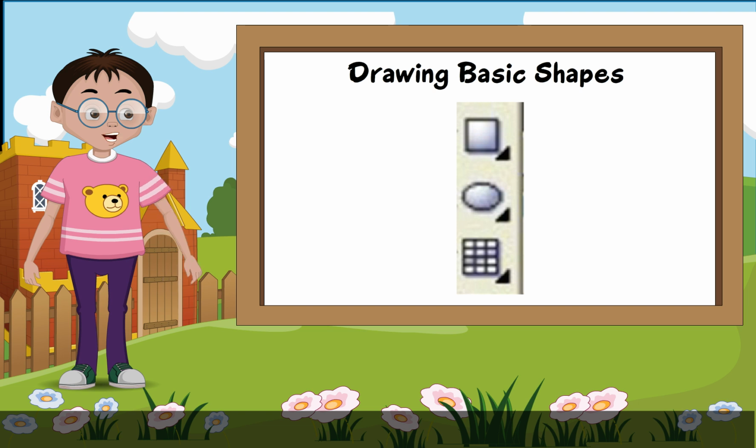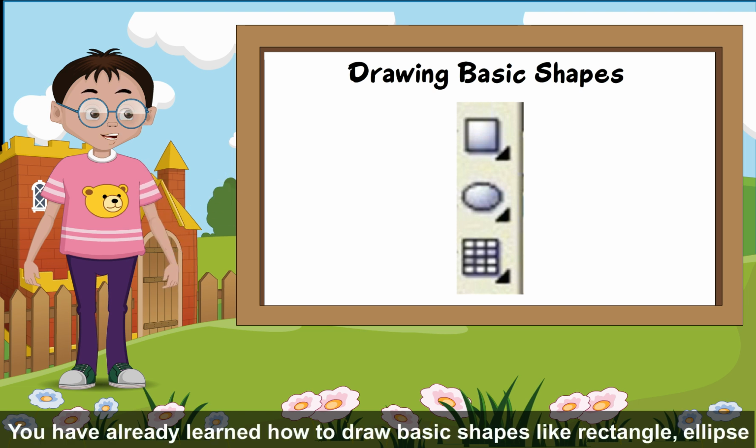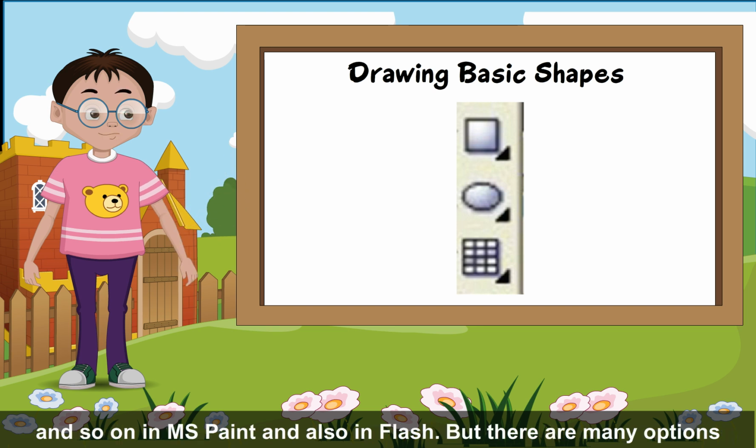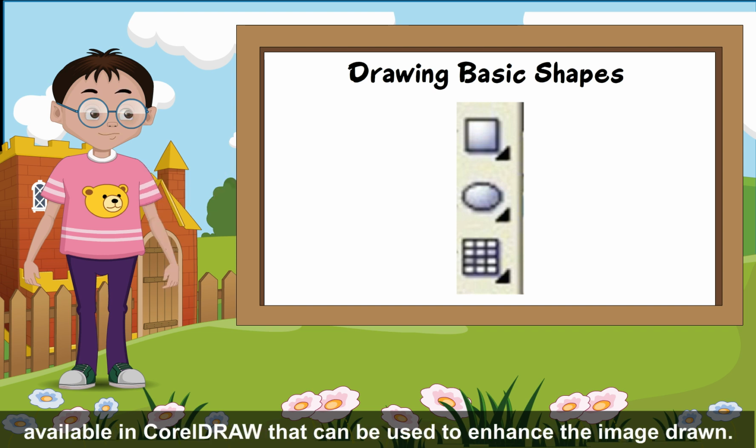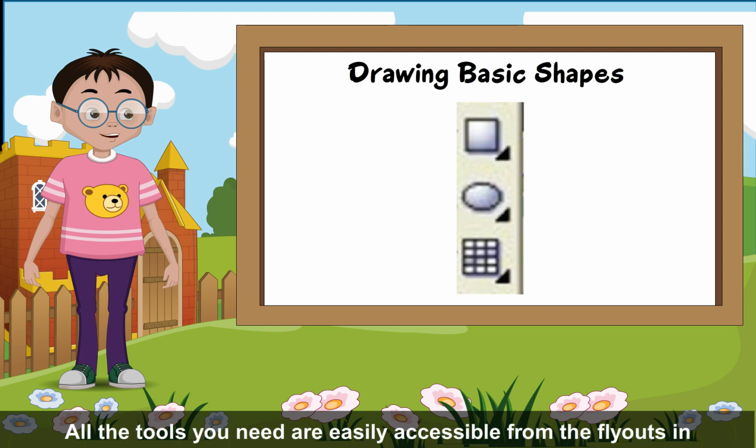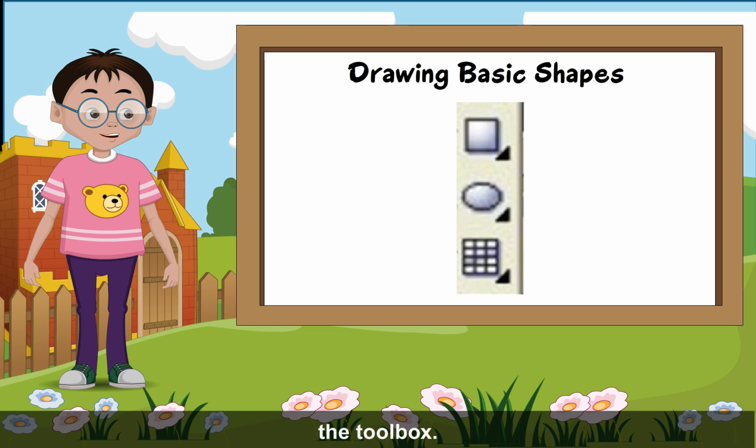Drawing basic shapes. You have already learned how to draw basic shapes like rectangles, ellipses, and so on in MS Paint and also in Flash, but there are many options available in CorelDRAW that can be used to enhance the image drawn. All the tools you need are easily accessible from the flyouts in the toolbox.